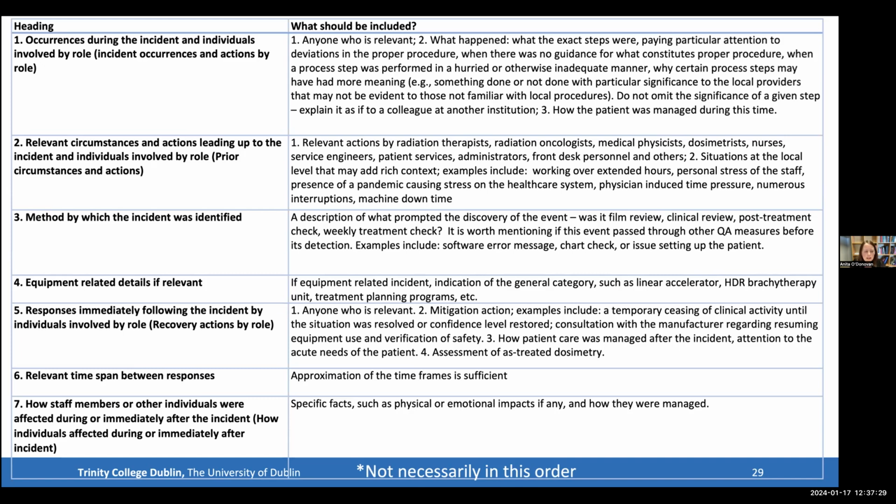And the last one is how staff members or other individuals were affected during or immediately after the incident. So any physical or emotional impact. I suppose that category is often not relevant because the impact, particularly on the patient, may come later because they may not be aware of the incident at this juncture, or the emotional impact on staff might come later. But for example, if staff report that they had to do something as a result of the incident or the near miss to remedy what was identified in the narrative.